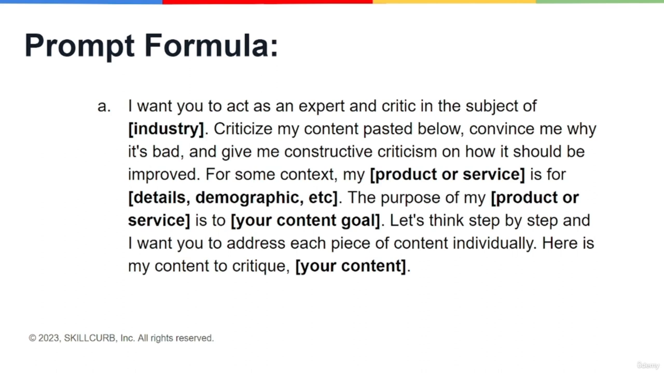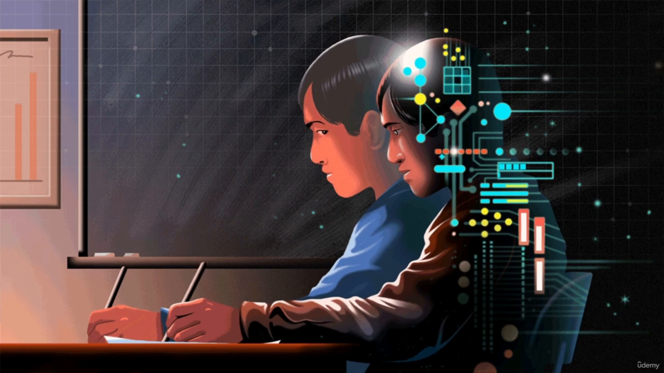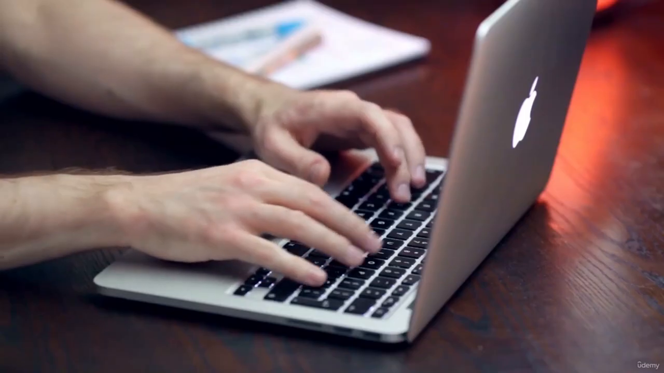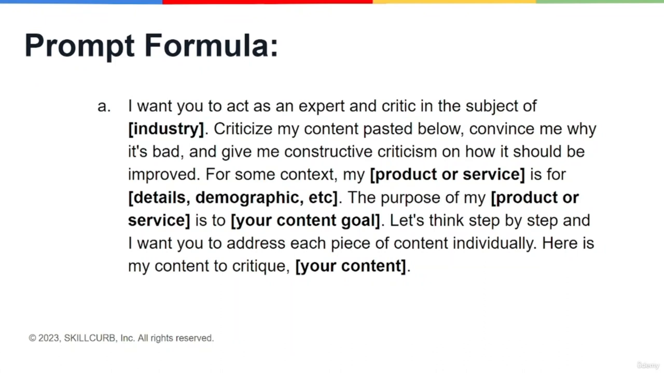So obviously, if you need any type of constructive criticism or any advice from ChatGPT, you will first tell it to be an expert, or maybe a critic or a teacher, for that. Just like that, you will first of all guide ChatGPT. You'll say, I want you to act as an expert and critic in the subject of, whatever your industry or whatever your question is.